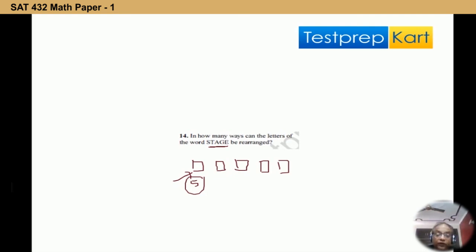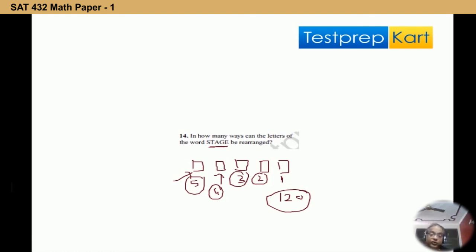Now once you have used one of the alphabets out of the 5, here you have only 4 options. Likewise, here you have only 3, here you have 2, and then the last option is only 1. So if you multiply, the number of possibilities is 5 into 4 into 3 into 2 into 1, that is 2 into 3 is 6, 6 into 4 is 24, 24 into 5 is 120.